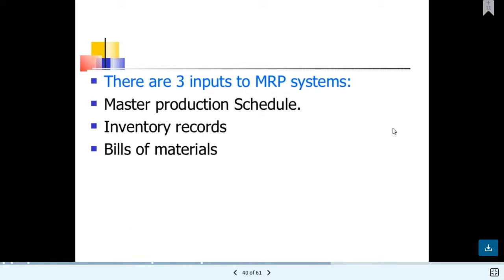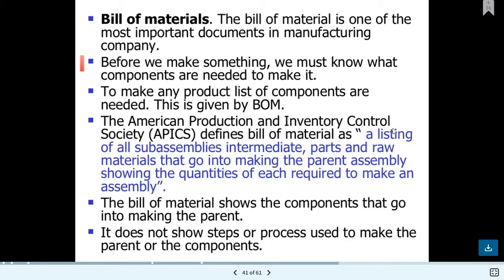The three inputs to MRP: the first is the master production schedule, second is the inventory reports, and third is the bill of materials. The bill of materials is one of the most important documents in a manufacturing company. Before we make something, we must know what components are needed to make it.